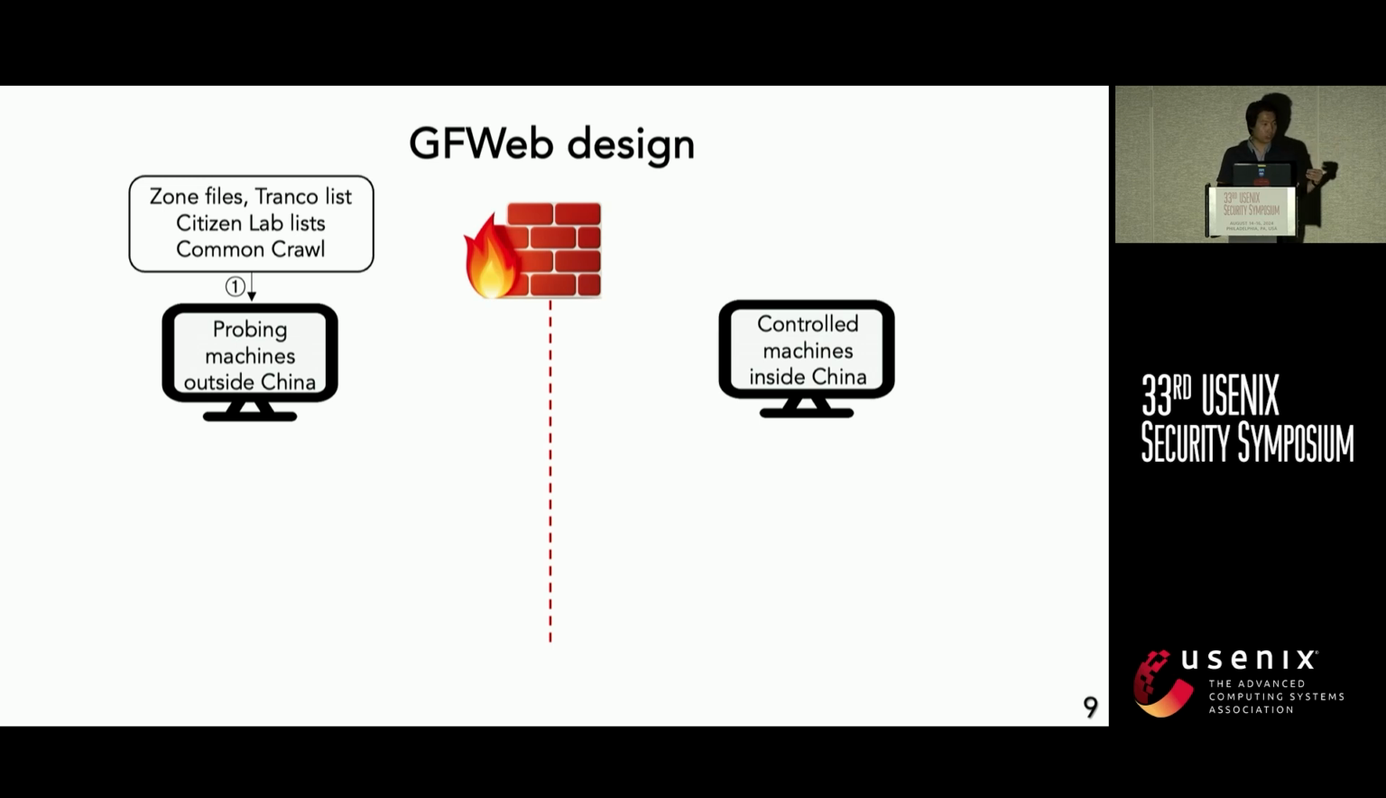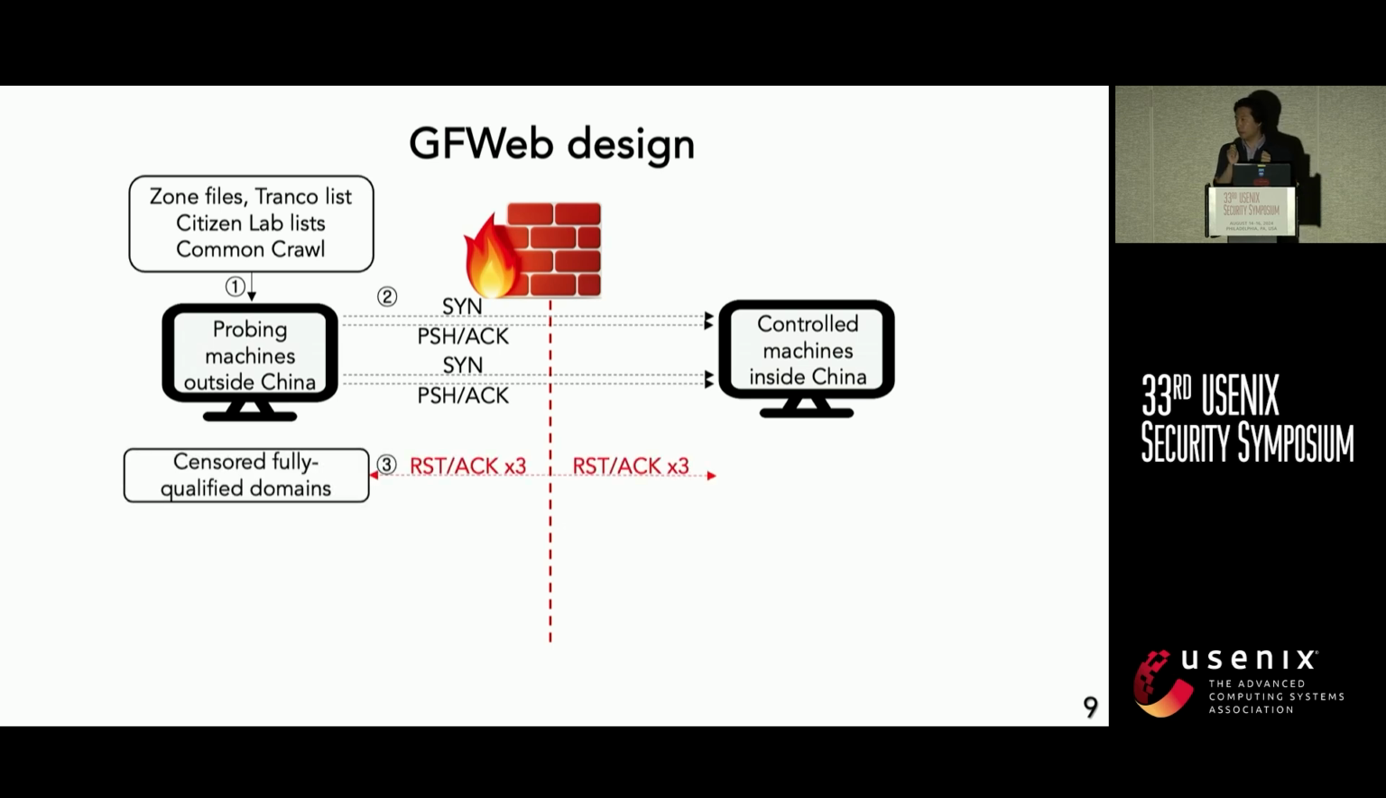We put that into a machine that we control in the US, and from that machine, we just flood packets to an IP address that we control in China. That machine we set up so that it doesn't respond to anything, right? What happens is, for any pair of SYN and PSH+ACK packets that we send, if it contains a censored domain, then we will get the reset packet. If it doesn't contain a censored domain, we get nothing. That's how we can tell if a domain is censored, right?